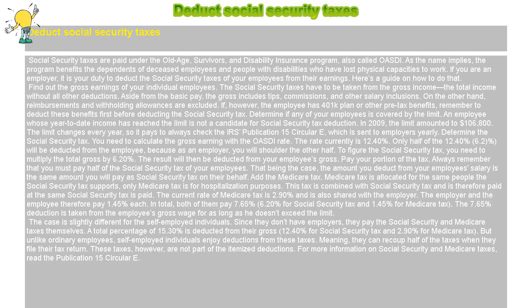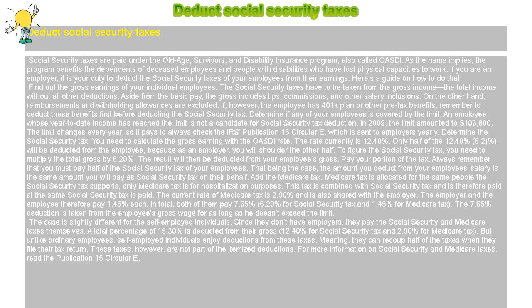Find out the gross earnings of your individual employees. The Social Security taxes have to be taken from the gross income, the total income without all other deductions. Aside from the basic pay, the gross includes tips, commissions, and other salary inclusions. On the other hand, reimbursements and withholding allowances are excluded.